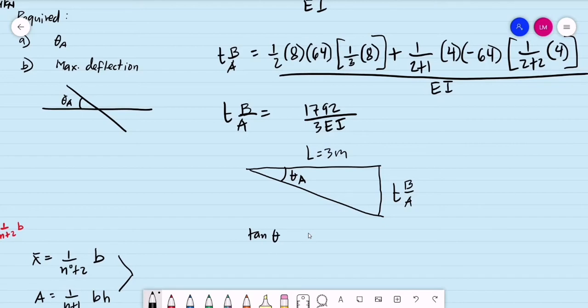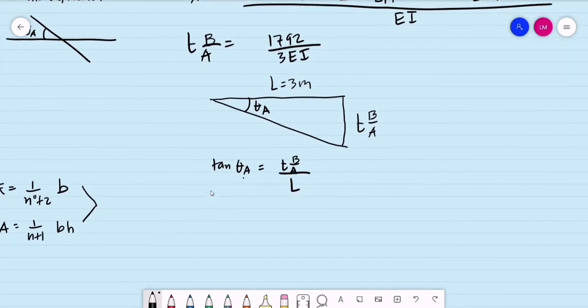That is, the tangent of theta A is equal to opposite over adjacent. We have the deviation from A to B divided by the length of the beam. But for cases where we have a very small value of theta A, take note that for a small angle, the tangent of theta A is simply equal to theta A. You can check that using your calculator or by trying some values of small angles. That is simply equal to the deviation from A to B divided by the length of the beam.